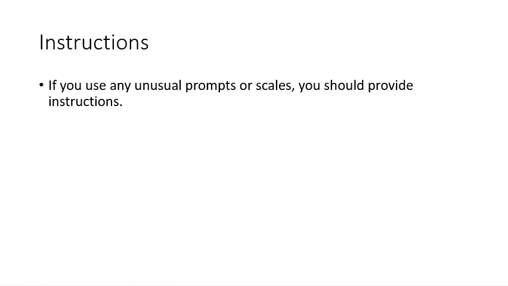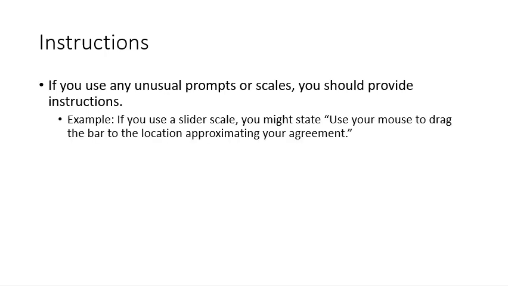And then you might have some instructions along the way, especially important if you have any unusual prompts or scales that people might not have seen before, even if it's just a sliding scale. So you might state, for a slider scale, "Use your mouse to drag the bar to the location approximating your agreement." And if it's really complicated, maybe you'd have a little video, a little GIF coming up there to show them how to do it.